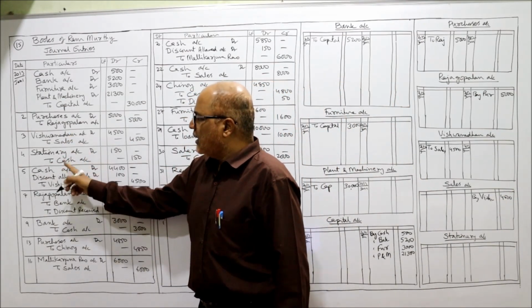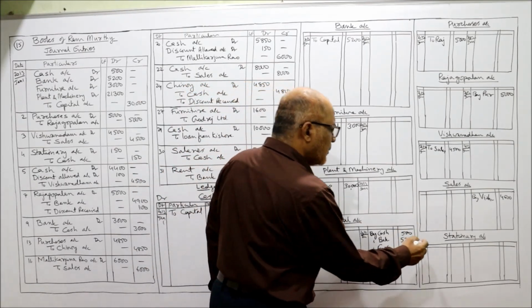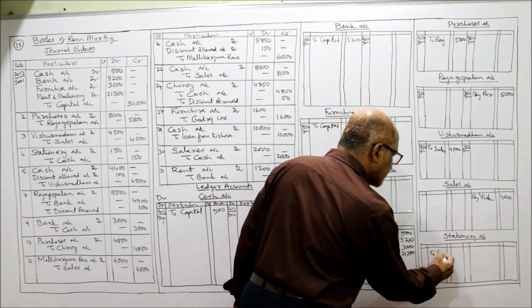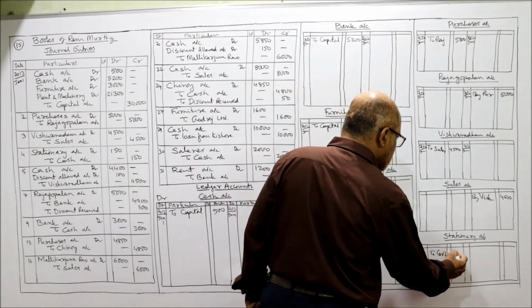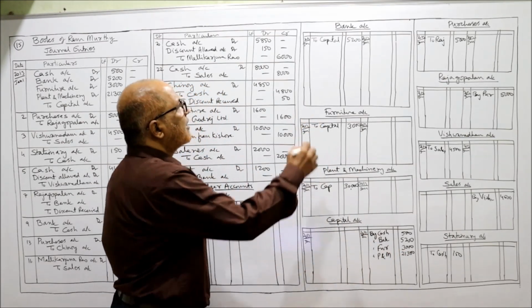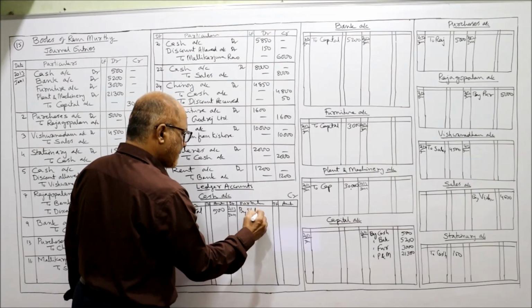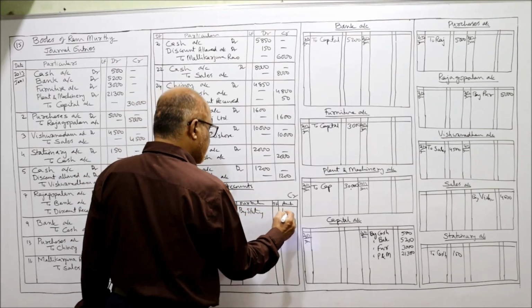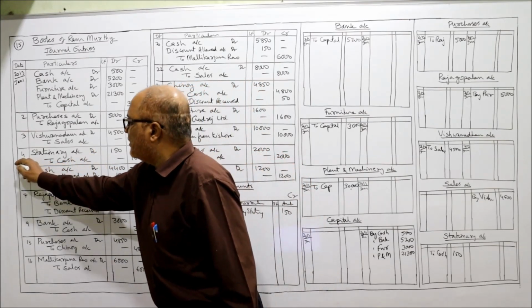This one entry is over. Now stationery account debited to cash. How much is the amount? 150. Stationery account is debited and cash account should be credited. This is the cash account, by stationery, 150. That's all. So I have posted up to the 4th entry.